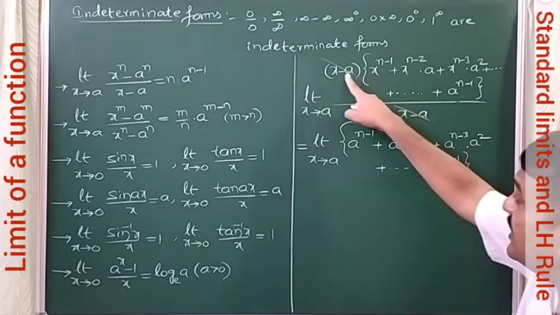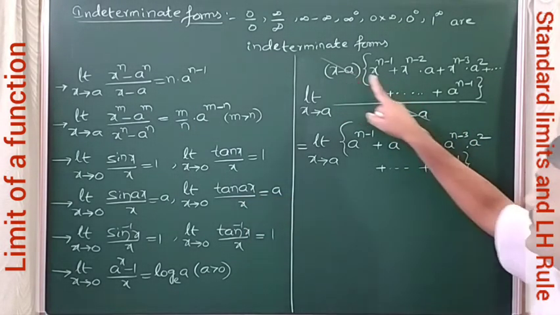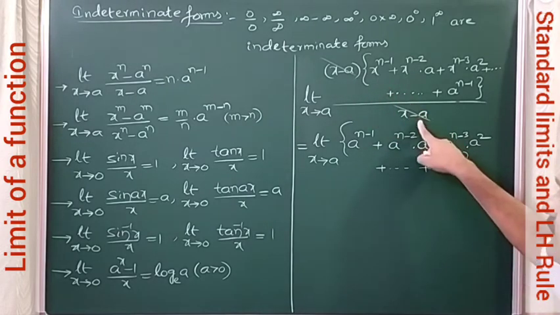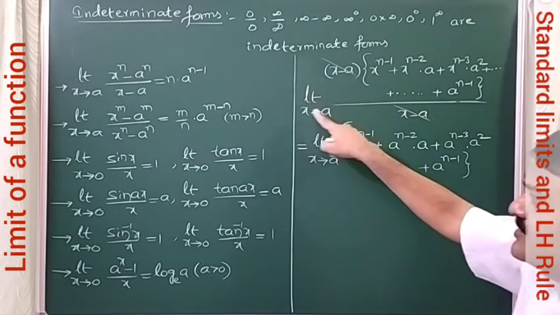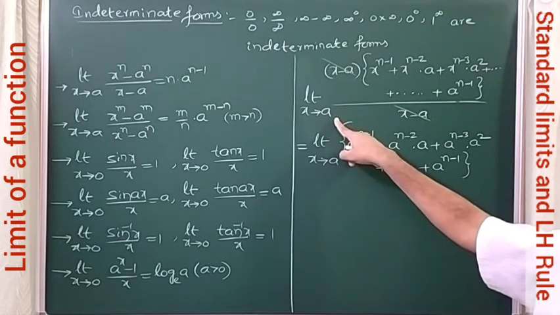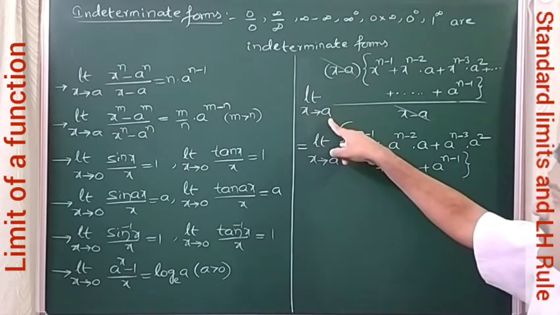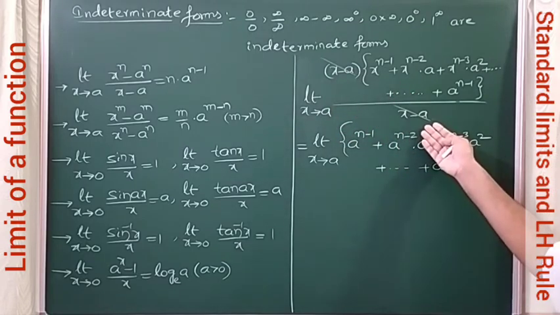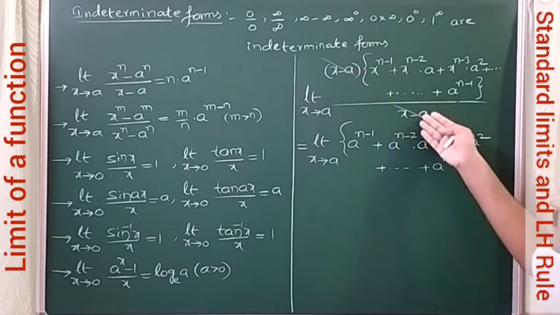Now you can cancel the x minus a factor, because we have limit x tends to a, so x is approaching a, that is, approximately a but not equal to a. As x is not equal to a, x minus a is non-zero, so you can cancel this.